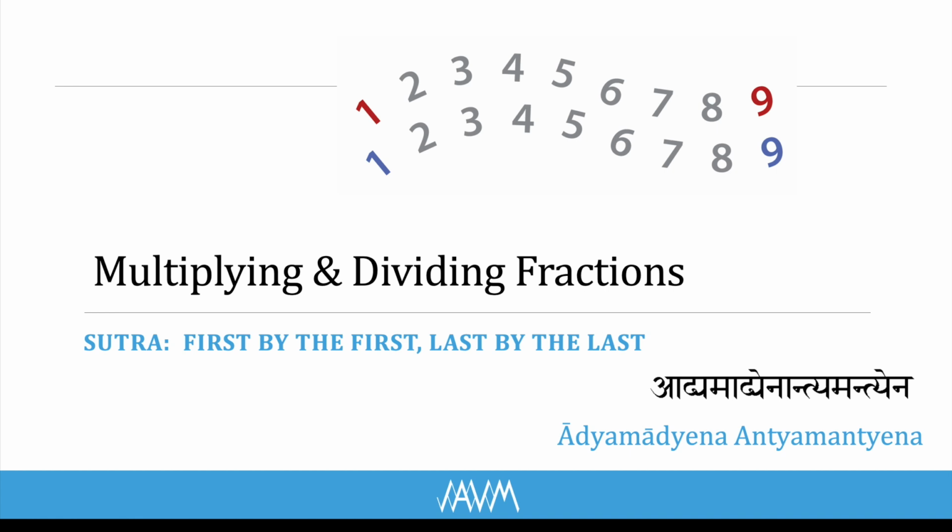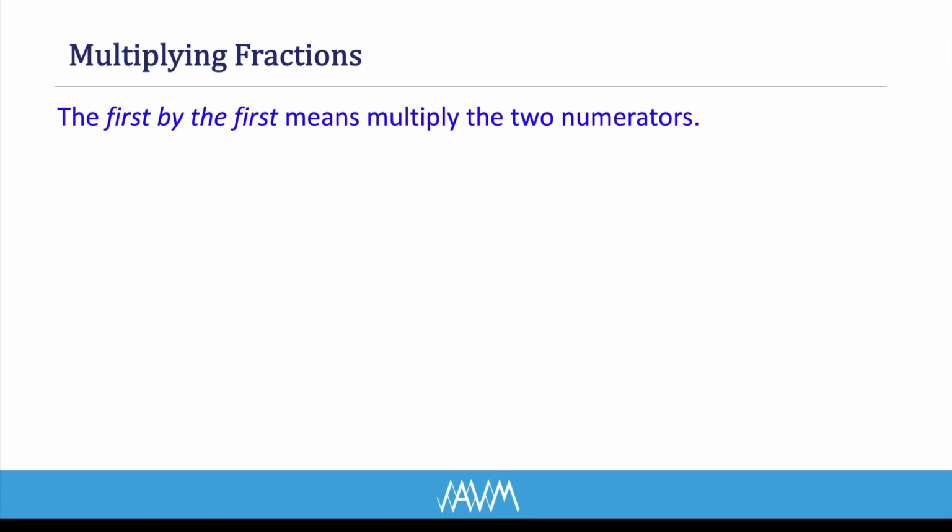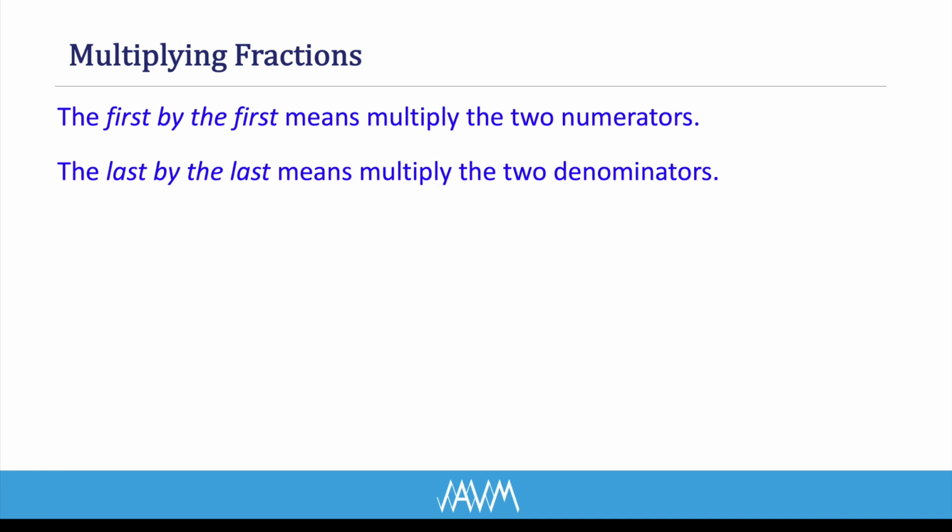So the Sanskrit word Adi means first, and Dhyena means by means of the first. So the whole sutra then is Adyamadyenantyamantyena. The first by the first means multiply the 2 numerators together, and the last by the last means multiply the 2 denominators together. For example, 3/4 times 1/5, we multiply 3 and 1, giving 3, and 4 and 5, giving 20. So it's 3/20.